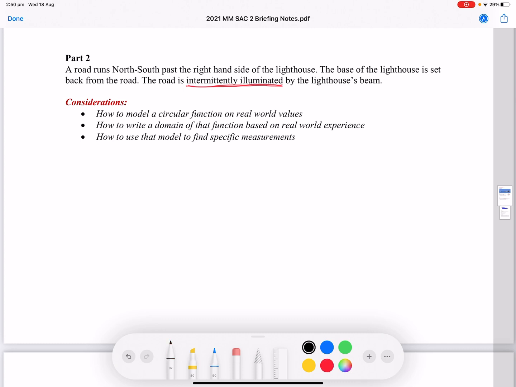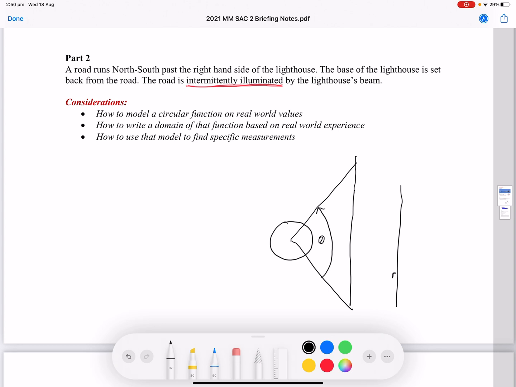So if we think about it, this is our lighthouse, and our road is going to be located here. The beam could be moving from that point to that point at any stage. That means that the road is illuminated, it's lit up.